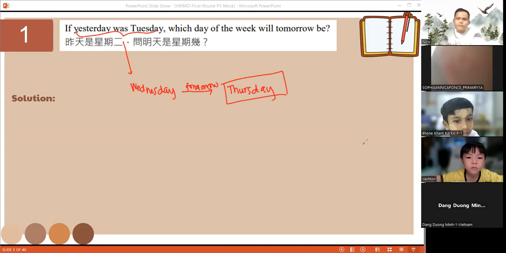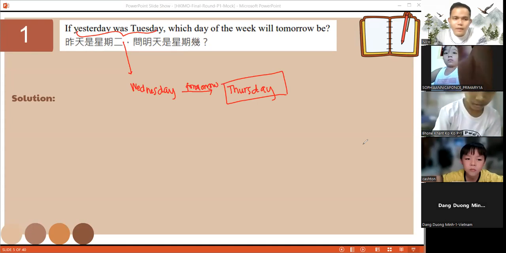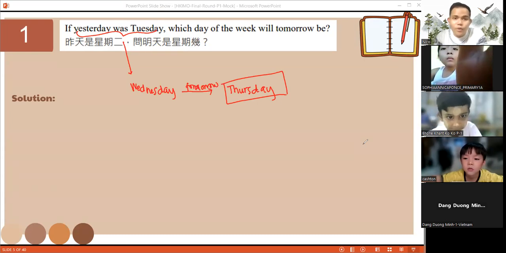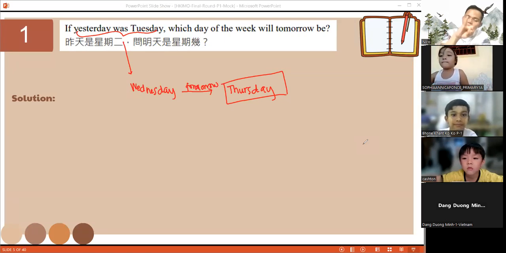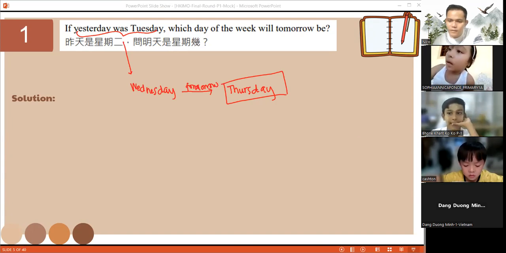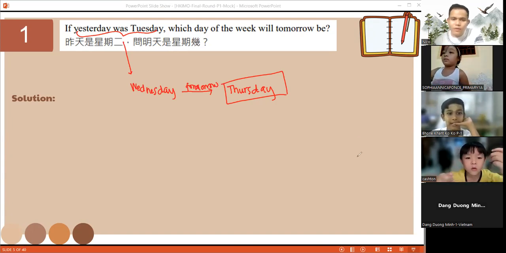Okay, very good. So for logical thinking, you just need to think that if yesterday was Tuesday, then today is Wednesday, right? But it's asking for tomorrow. So what is tomorrow? Of course, Thursday. Because again, there is Sunday, Monday, Tuesday, Wednesday, Thursday, Friday, and then Saturday. Okay? So that's very easy. Let's proceed with the next question, which is number 2.